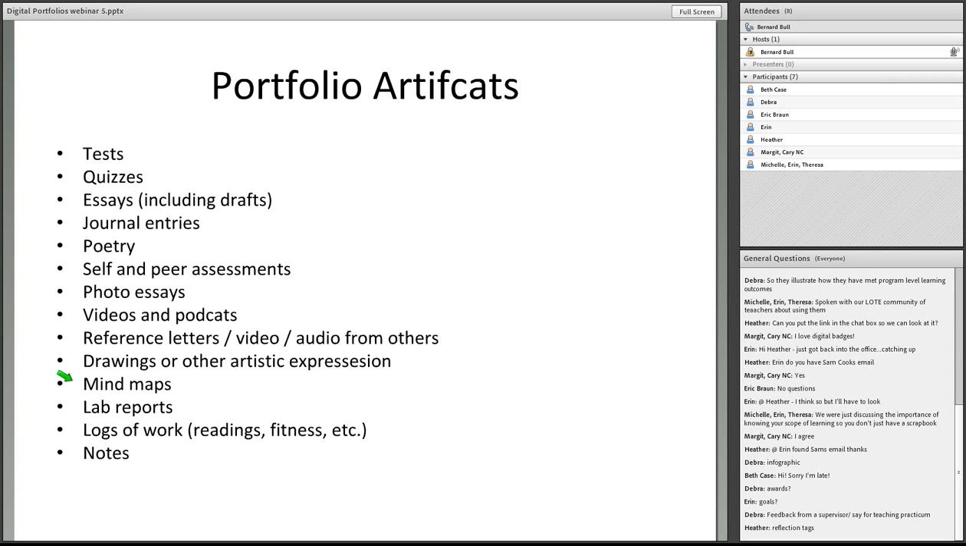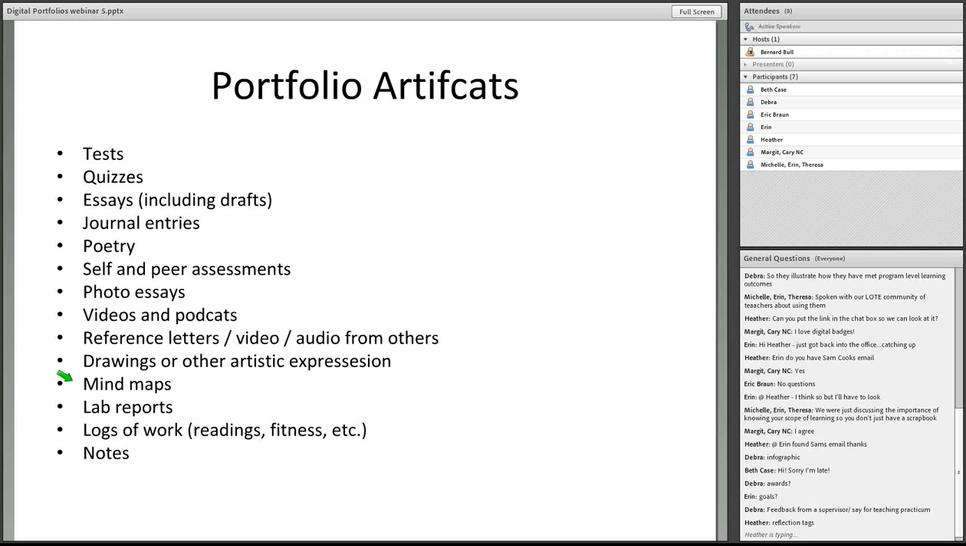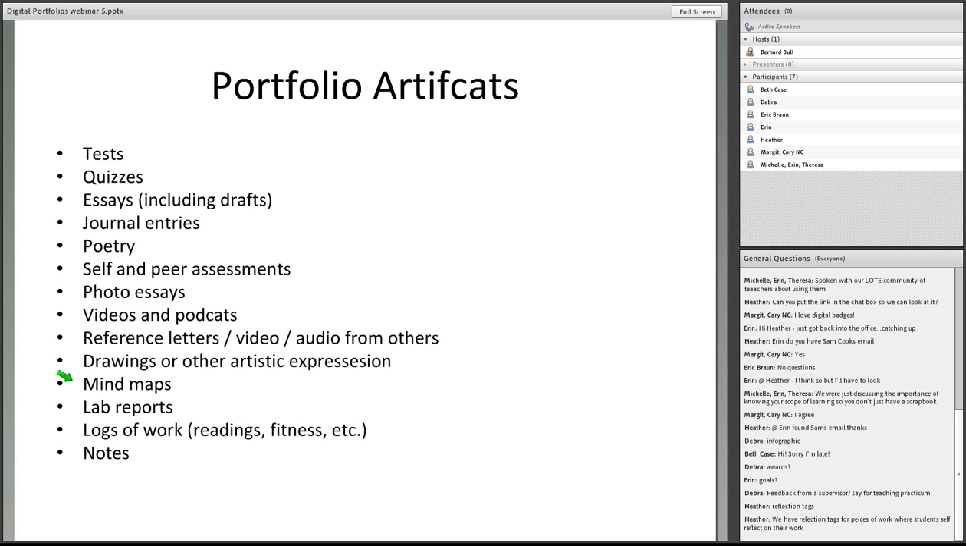Reflection tags. Heather, can you tell me a little more what you mean by that? I'm not familiar with the phrase reflection tag. Oh, I see. Okay. Yeah. So any kind of reflection that they add to reflect on the work that they're including in their portfolio. Absolutely. Great.